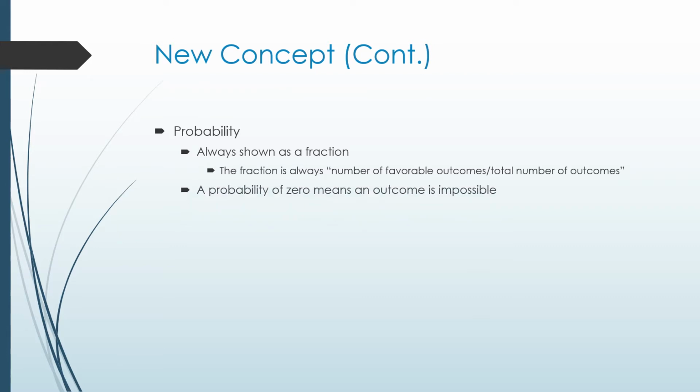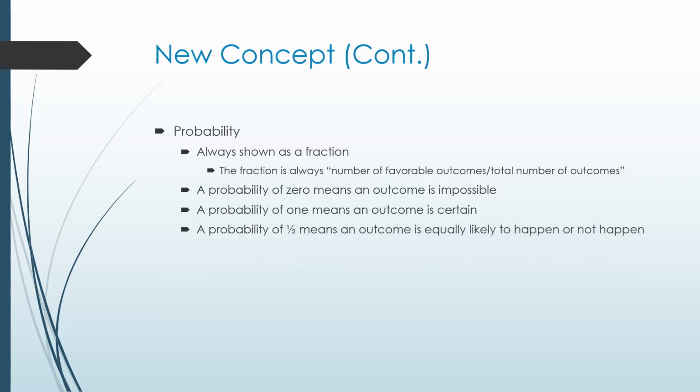A probability of 0 means an outcome is impossible. A probability of 1 means the outcome is certain, it's definitely going to happen. And a probability halfway between those two, 1/2, means an outcome is equally likely to happen or not happen. So if the probability of rain was 1/2, that means there's just as good a chance it will rain as it won't rain.